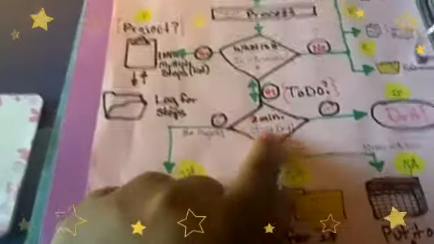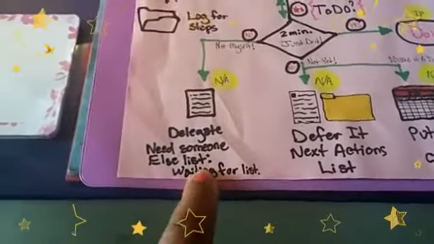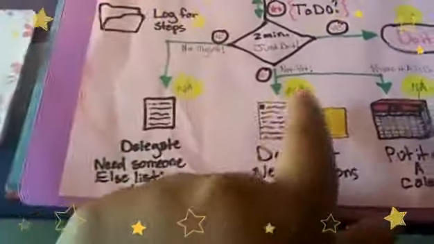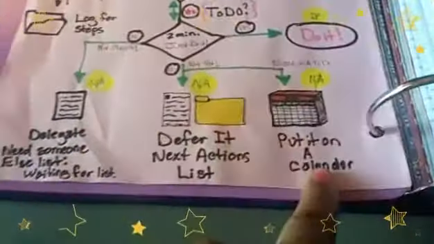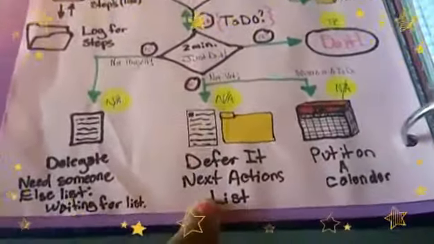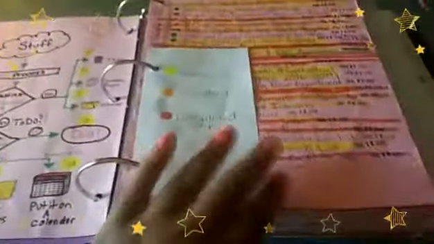And if it isn't something I can do in 2 minutes, then that means I need to delegate it to somebody if I can't do it myself, or I need to put it in my next actions list, or I need to put it on a calendar so I can figure out when to put it in my next action list. So this is the basic concept of the GTD system, and I got this from somebody. I am so sorry. I tried searching for it over and over again after I saw the video because I wanted to reference it later, but I could not find it again, and it really sucked because I liked her video and how she did it.